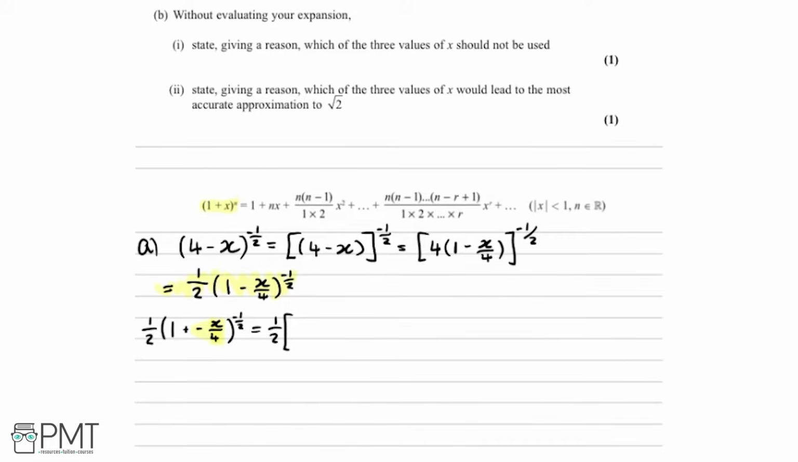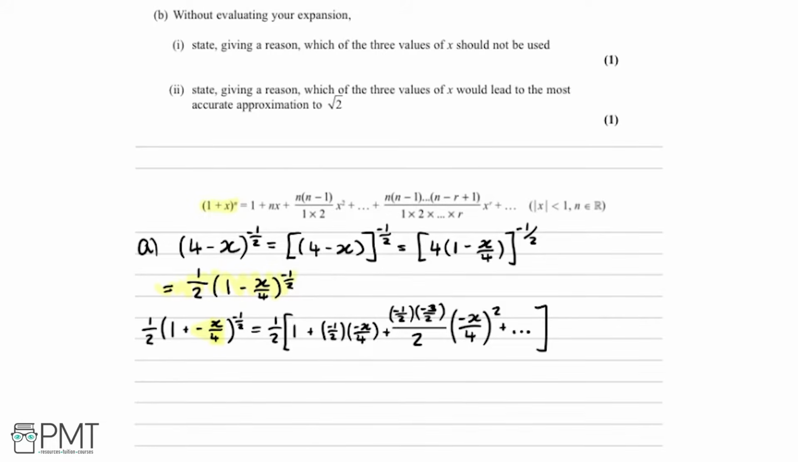As we can see, the first term is 1 plus n times x, so n is minus a half. And x, and remember we need to include the minus, we've got minus x over 4. And the third and final term that we need to include, so we've got minus a half, multiplied by minus a half minus 1, which is minus 3 over 2. And that's over 1 times 2, which is just 2. And that's multiplied by minus x over 4, all squared. And then this will just carry on.